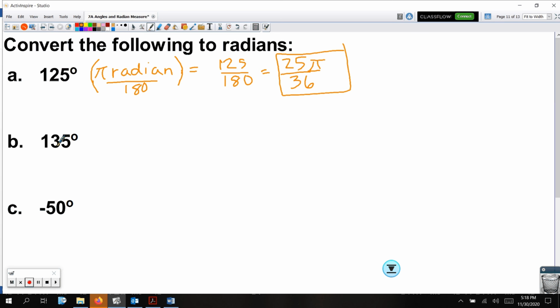Now, I'm going to do example B, but I'm not going to write this out like I did before, okay? So I know I'm going to multiply by pi over 180. But I'm not putting pi in my calculator. What I do is simply cross simplify. Make sure I put pi in the numerator, and then 135 over 180 is 3 over 4.